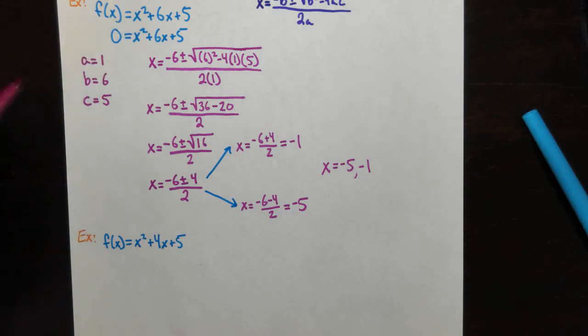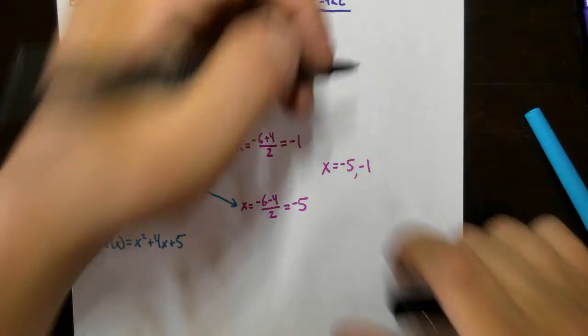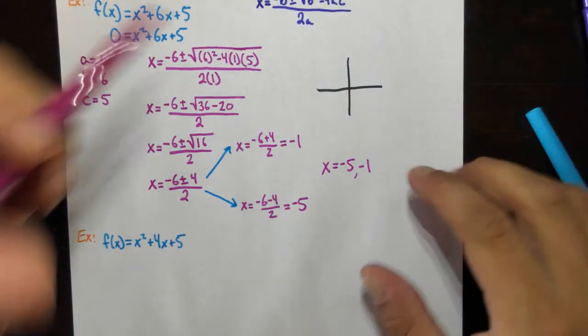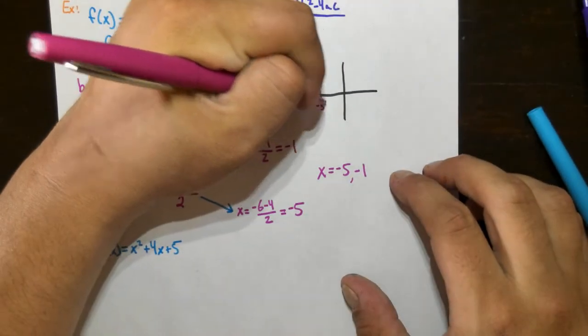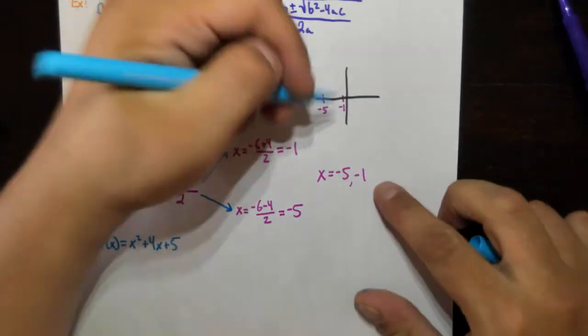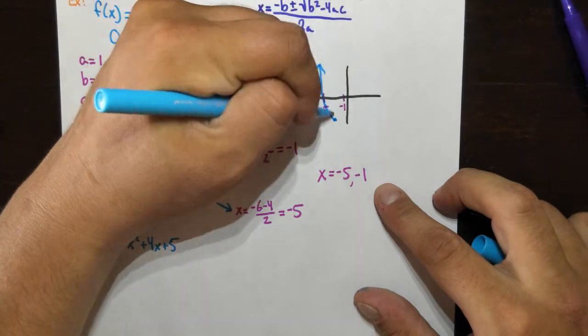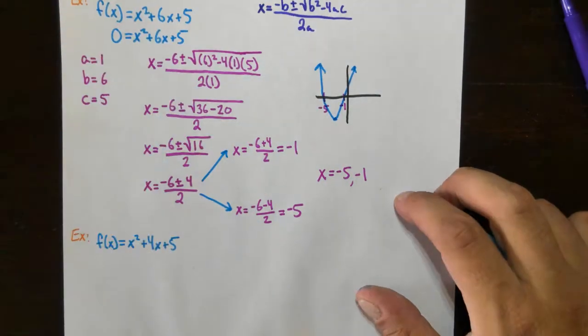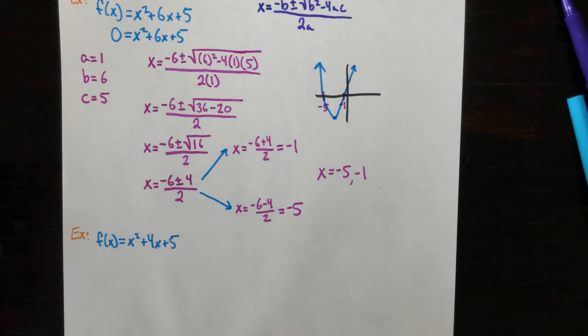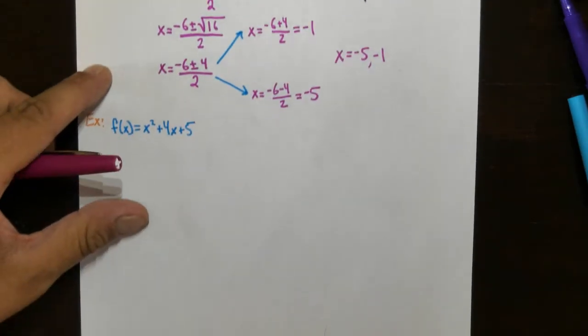Meaning, if I were to graph it, I'm just going to do a really rough graph here. This is -5 and -1. This polynomial would look something like this. It would cross the x-axis at -5 and -1. So both roots are real. Let's continue on to the next one.